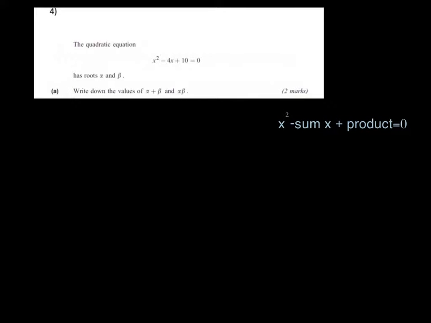x squared minus the sum of x plus the product equals 0. So that tells me that the sum is the negative coefficient of x and the product is the constant when in the form x squared. Alright, so if you've got a number in front of your x squared, you'd have to divide through first. So in this case I've got the single x squared, so I can see that minus the sum of x, so the sum, which is alpha plus beta, would just be 4.